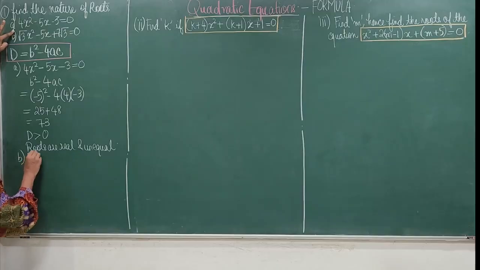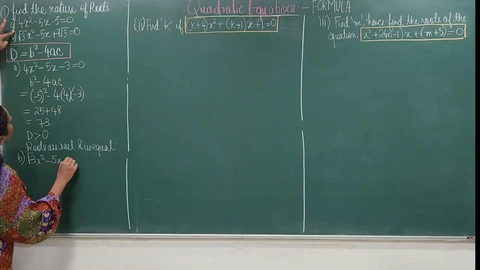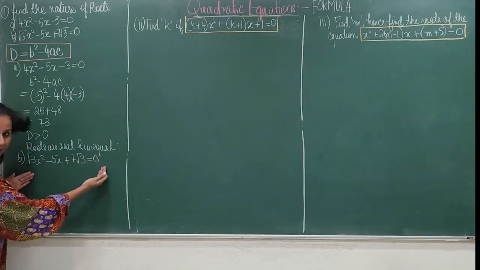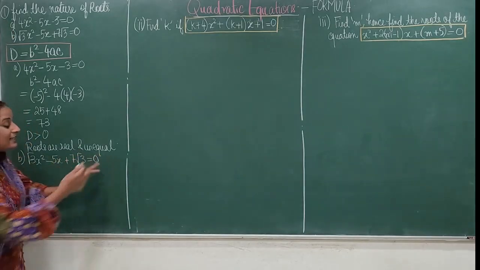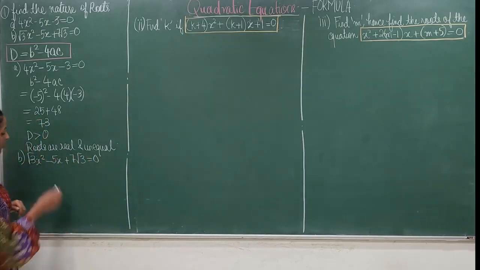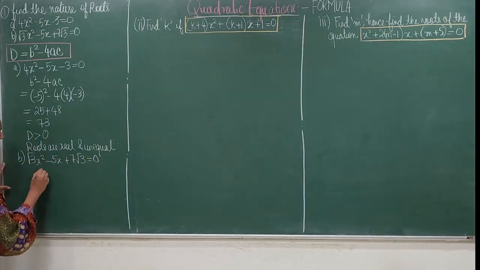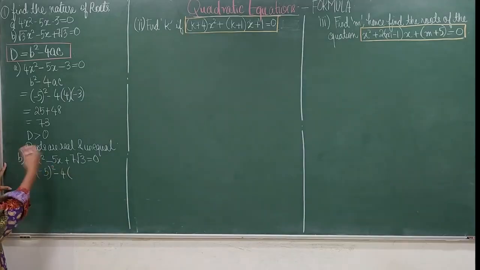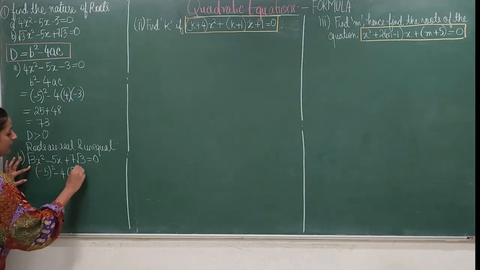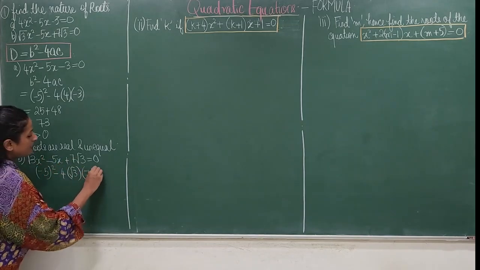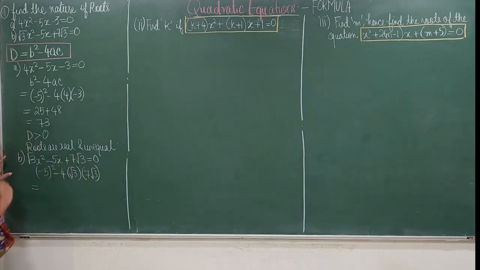Alright, let us come to our part B. The question is root 3x square minus 5x plus 7 root 3 is equal to 0. This is your equation. This does not say that the discriminant is equal to 0. This is your equation which is equal to 0. So what is our discriminant in this case? Minus 5 the whole square minus 4ac. A is root 3, and C is 7 root 3. Let us find the value of this.